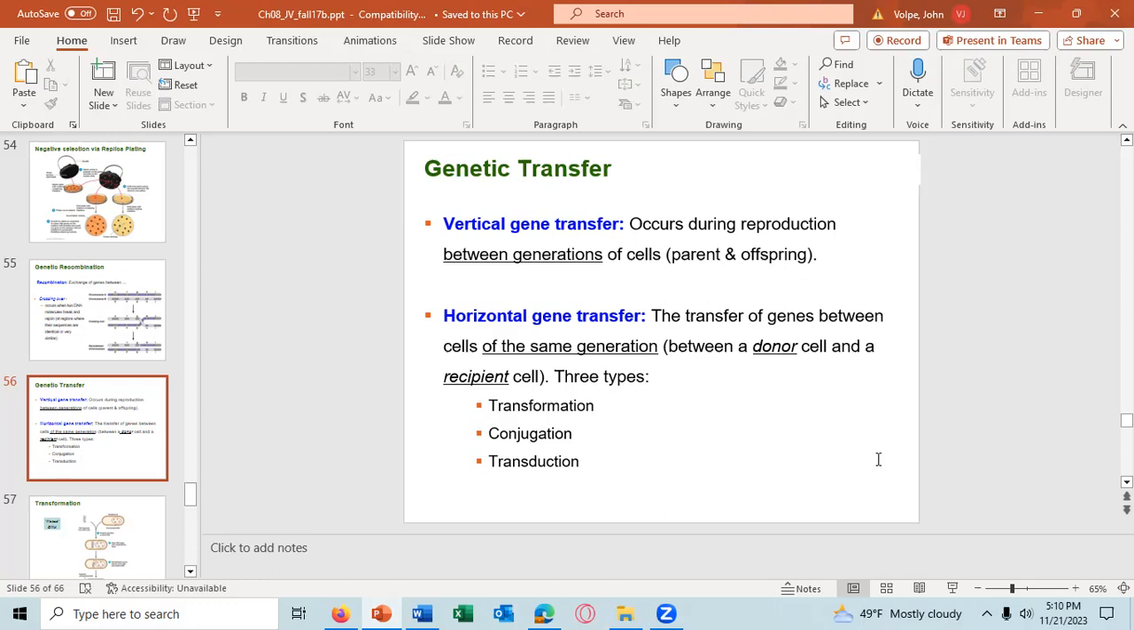Transformation and transduction do happen in human cells. The conjugation happens only in microbes. I'm going to talk about it only in prokaryotes, and I'm not certain if conjugation can happen between yeast, but it certainly does happen in bacteria.